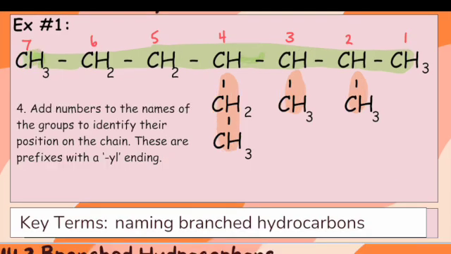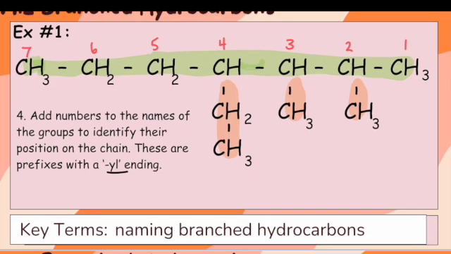Fourth step is to add numbers to the names of the alkyl groups to identify their position on the chain. These are prefixes that end with the YL ending. Okay, so any of the branch chains will end like this. So let's just label all of them. So this first one coming off of the carbon 2 is just one other carbon. Okay, and using our prefixes, we know one carbon is going to have the prefix meth. And then we just add the YL at the end. Okay, so a CH3 is called a methyl group.